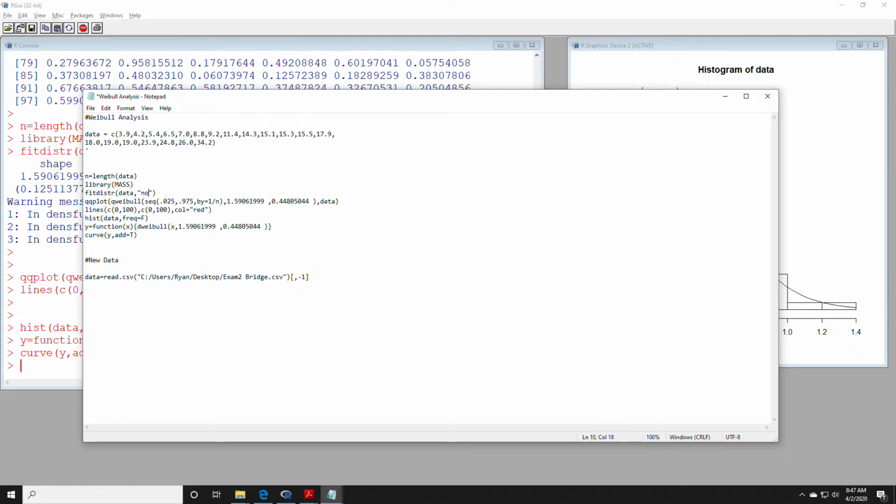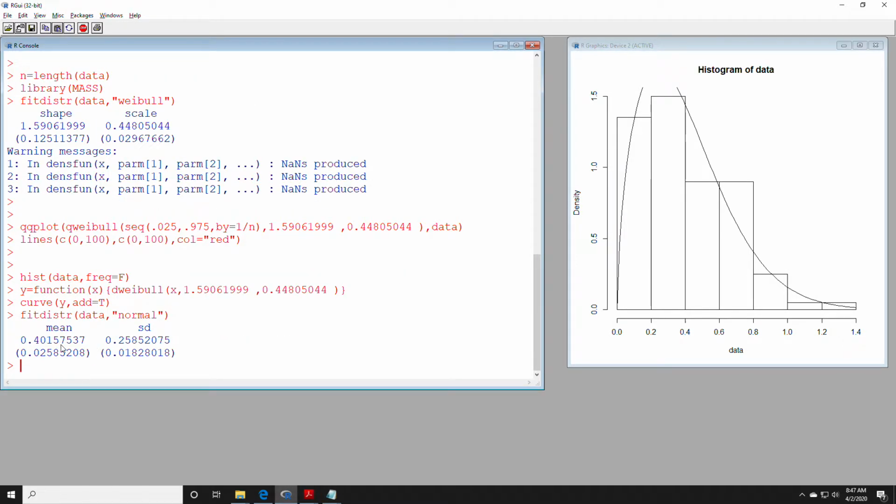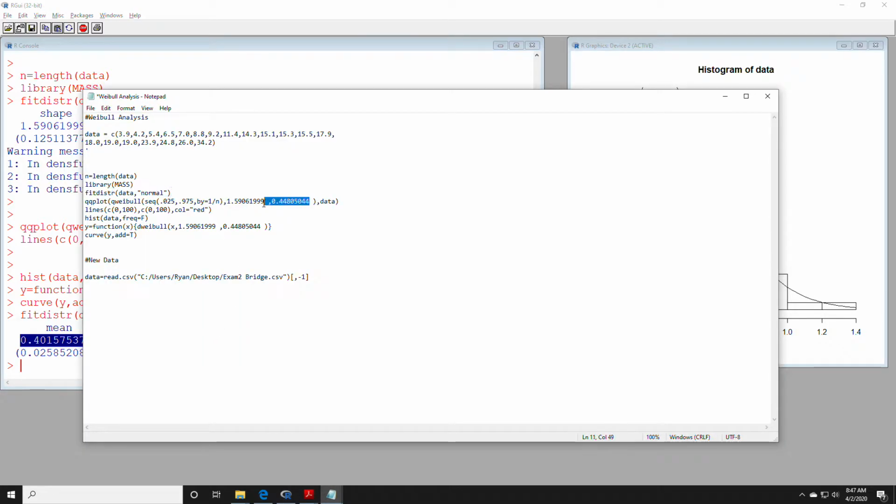Okay. To save a little bit of time, for this normal distribution, I'm going to jump right into the histogram. Don't forget to change our distribution as well as the parameters.